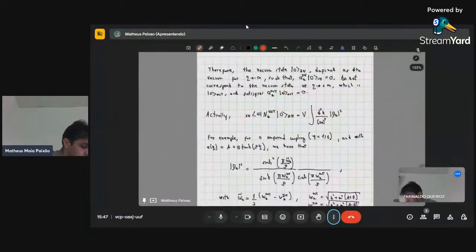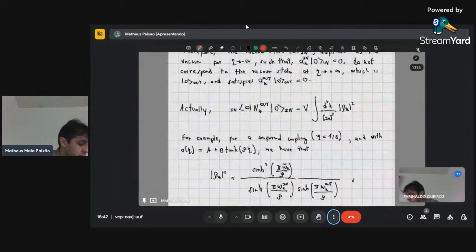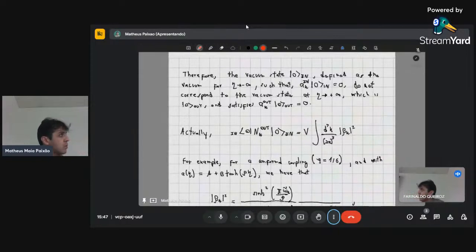So if there are different expansions, in principle, the notion of vacuum will change with time, because in the beginning I have one expansion, in the end I have another type of expansion. So my vacuum in the beginning is not necessarily going to be the same vacuum in my final state.